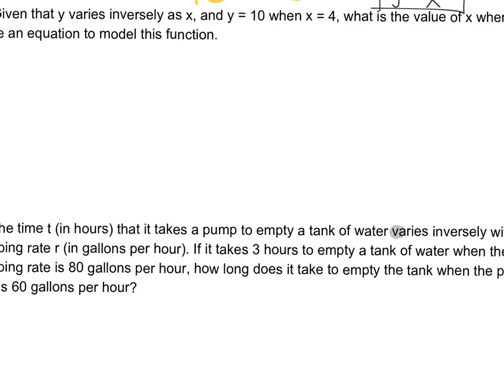So here's our phrase, varies inversely. What did they give us first? What variable? T. So in this case, t is essentially y. Okay, t is essentially y, and then what's the variable they gave us second? R. So that means that for us, r is basically x.